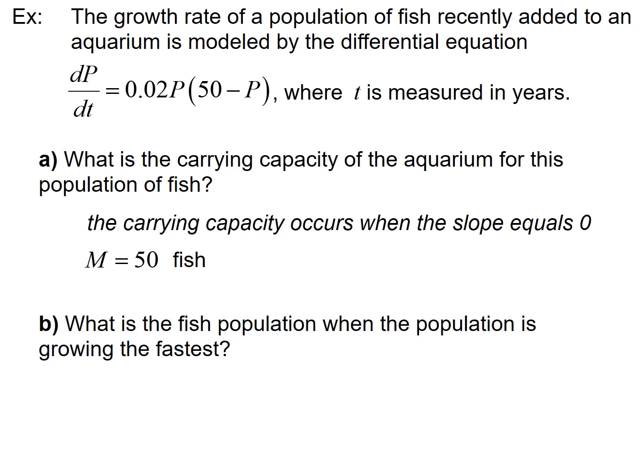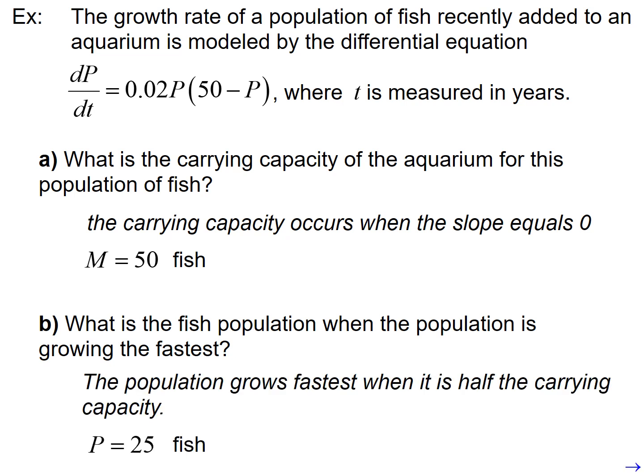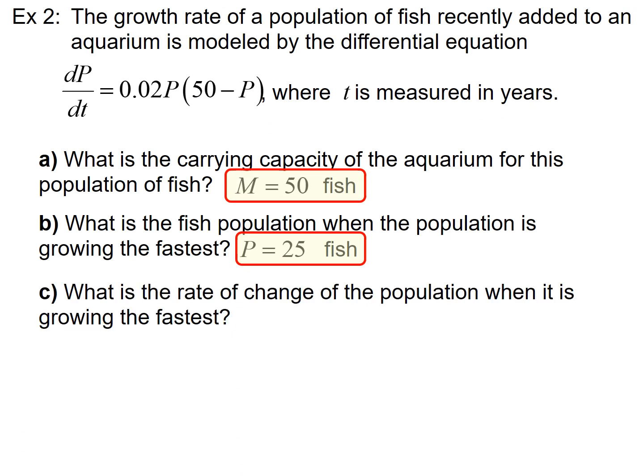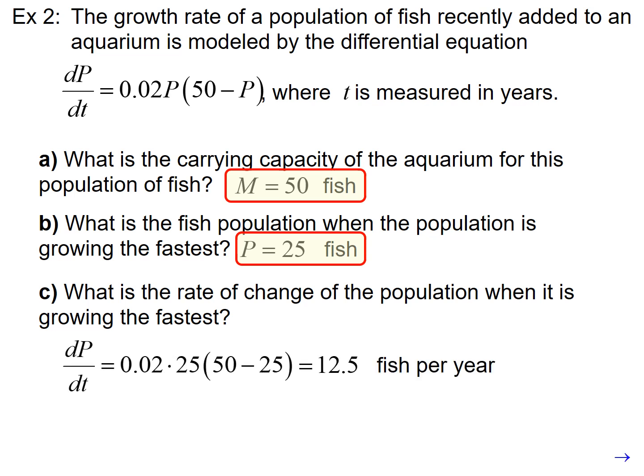What is the population when it's growing the fastest? It turns out for logistic growth, the population grows the fastest when it's halfway to the carrying capacity. So when the population is 25. And what is the rate of change of the population when it's growing the fastest? Well, we know that it's growing the fastest when P equals 25. Here's our rate of change formula. Just plug in P equals 25 and solve. And it's growing at a rate of 12.5 fish per year.